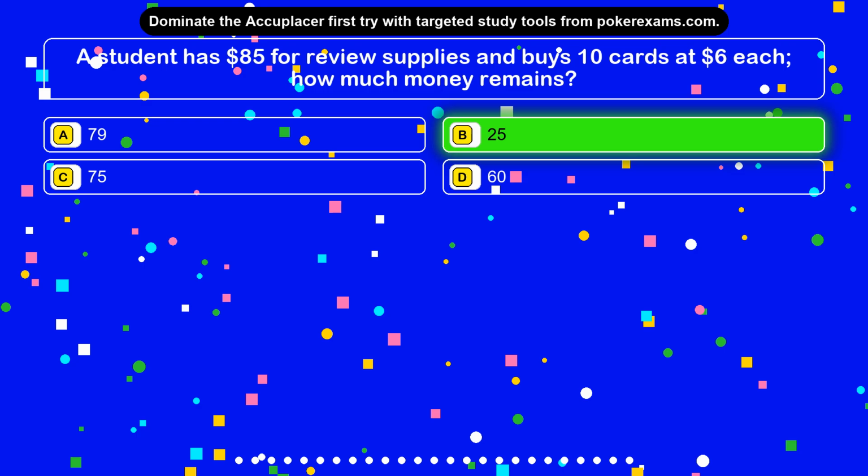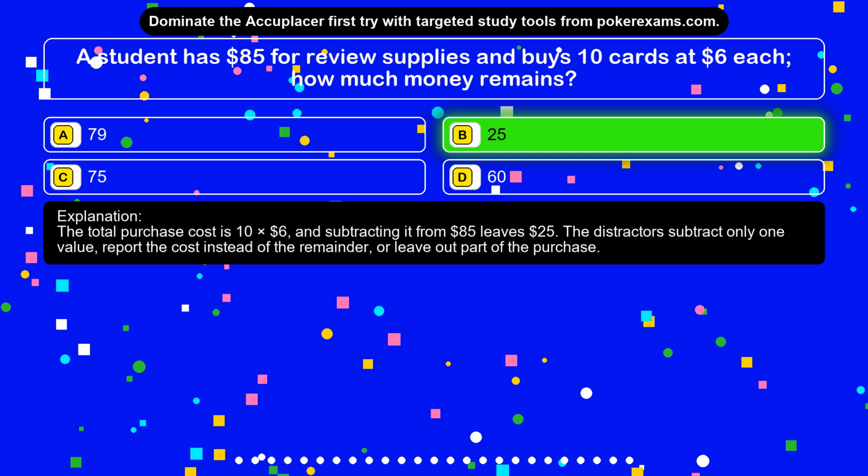The correct answer is option B, 25. The total purchase cost is 10 times $6, and subtracting it from $85 leaves $25. The distractors subtract only one value, report the cost instead of the remainder, or leave out part of the purchase.